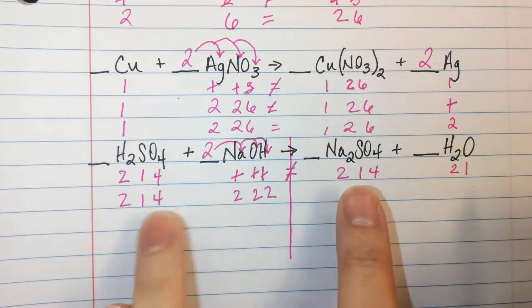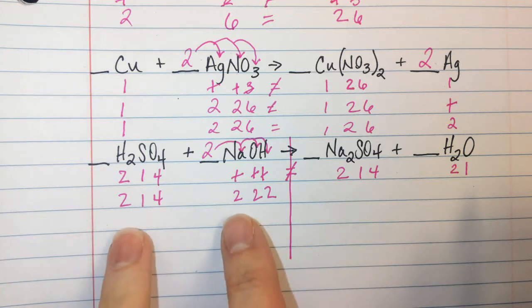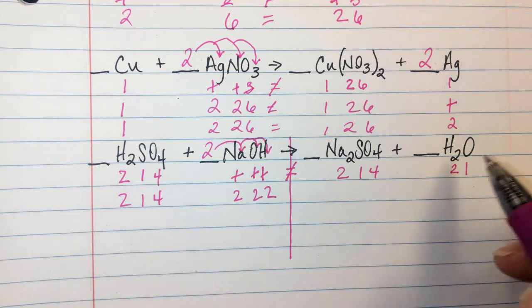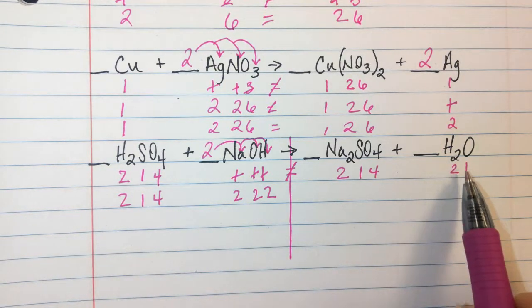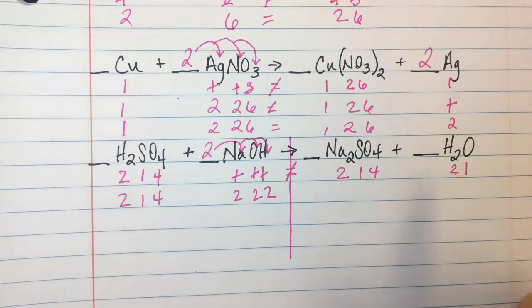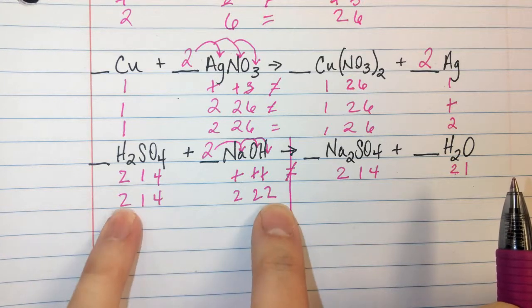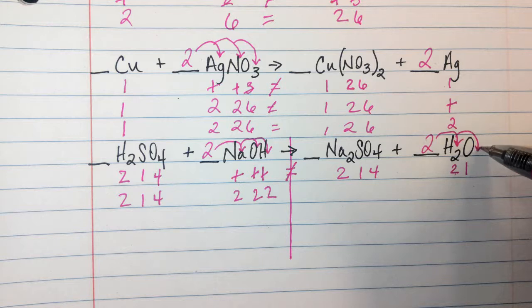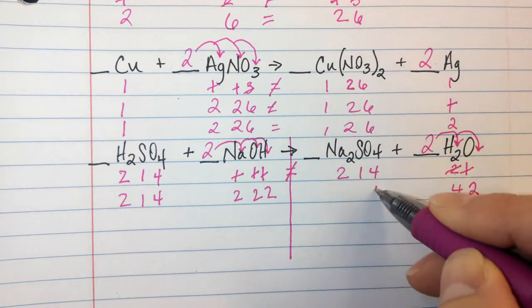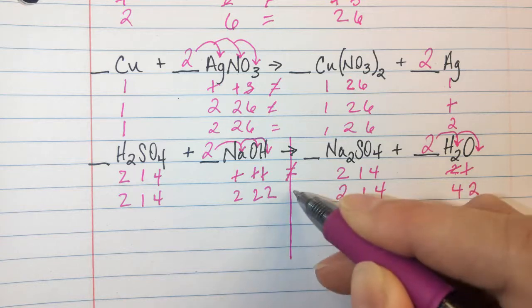Sodium matches, sulfur matches, oxygen doesn't, but that's okay because I need to worry about this hydrogen. How can I make this hydrogen who has 2 have 4? Double it. 2 times 2 is 4. 2 times 1 is 2. Okay, now let's check each one out.